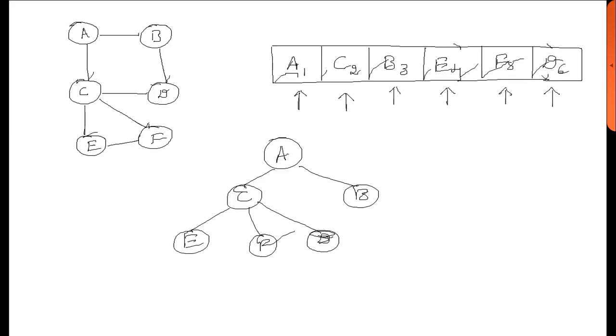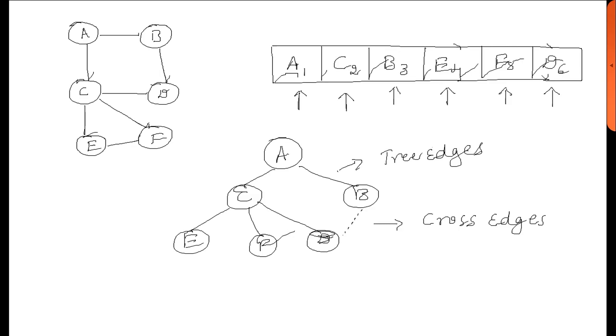Now note down the graph. B and D were connected, so put a dotted line something like this. So now, these particular straight lines are called as tree edges and dotted lines are called as cross edges. So this is BFS Traversal.